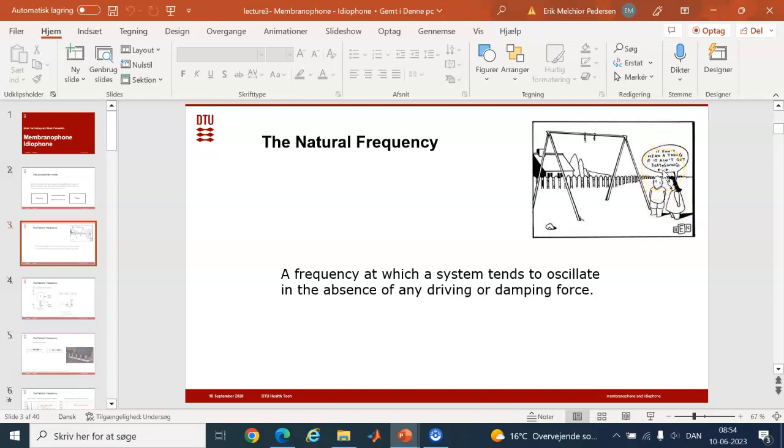It don't mean a thing if it ain't got that swing. Natural frequencies. They're from Duke Ellington.